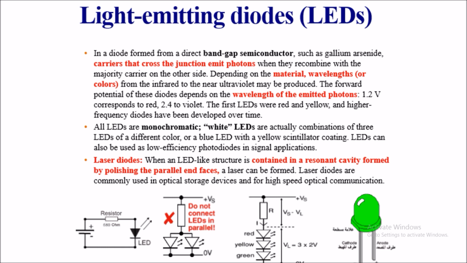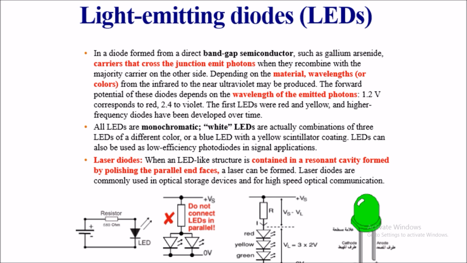In a diode formed from a direct band gap semiconductor such as gallium arsenide, carriers that cross the junction emit photons when they combine with the majority carrier on the other side. Depending on the material, wavelengths or colors from the infrared to near ultraviolet may be produced. The forward potential of these diodes depends on the wavelength of the emitted photons: 1.2 volts corresponds to red, 2.4 volts to violet.